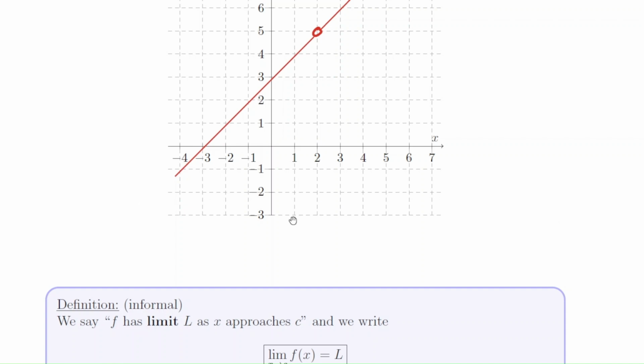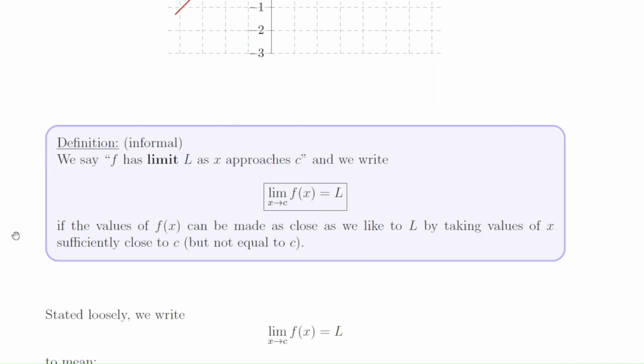Okay, so let's look at our informal definition of limit. We say f has limit L as x approaches c, and our L in the previous example was like our 5, and our c was like the 2. So we say the limit as x approaches c of f of x is L, if the values of f of x can be made as close as we like to L, to that 5, by taking the values of x sufficiently close to c, but not equal to c. And our c was 2.